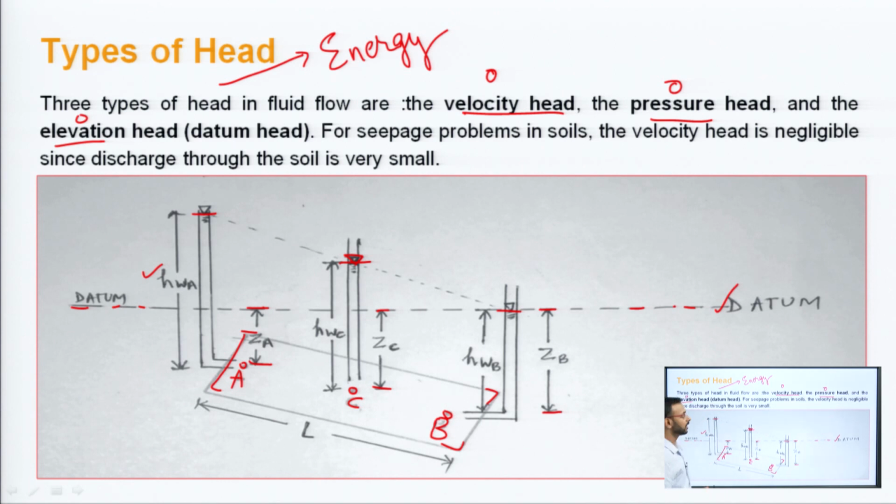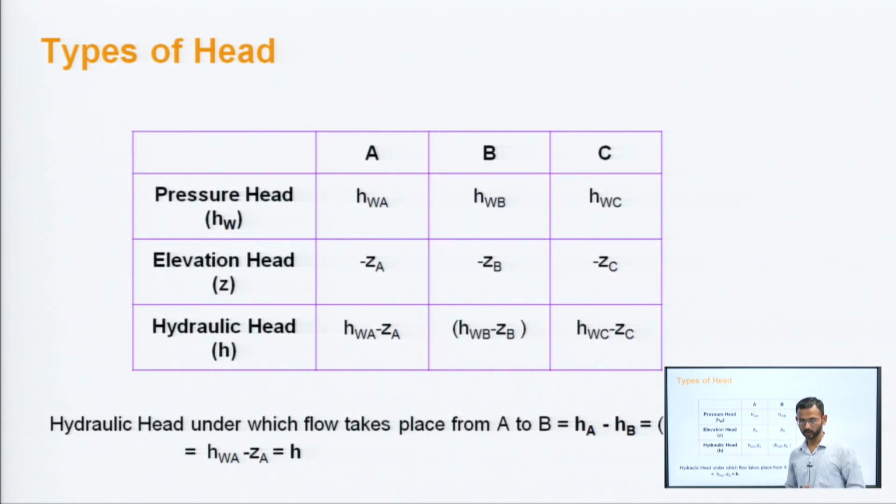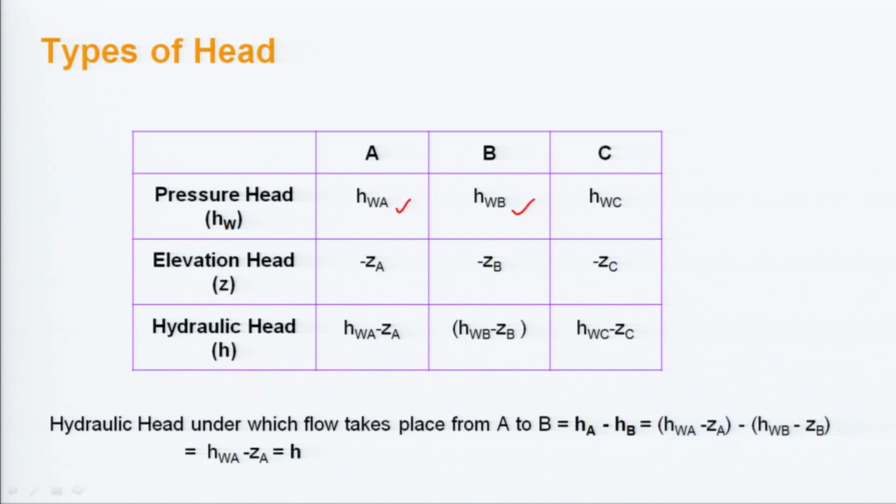Also understand here, for seepage problems in soil, the velocity head is negligible because the discharge is very small, and it is not like a fluid. In fluid mechanics we considered a very large amount of discharge, which is not available here. So, the pressure head, as we saw in the previous diagram, is equal to HWA, HWB and HWC.